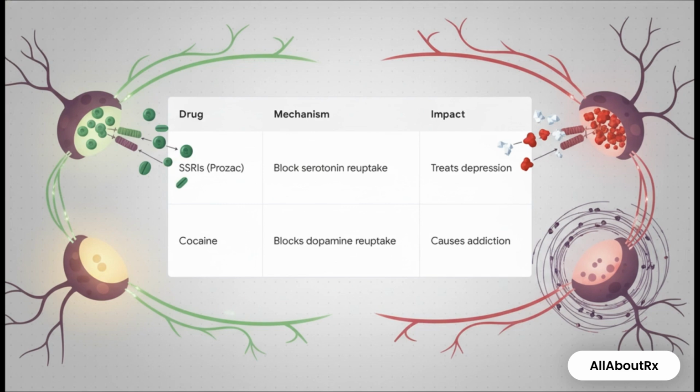Take SSRIs, like Prozac or Paxil. They selectively block the reuptake transporters for serotonin. By preventing the cleanup, serotonin lingers longer in the synapse, prolonging its mood-regulating effects, which is great for treating depression.